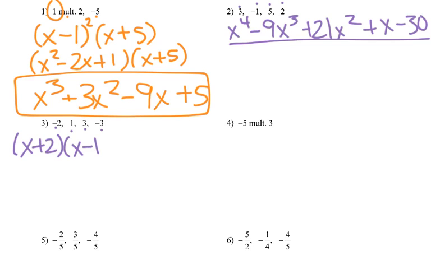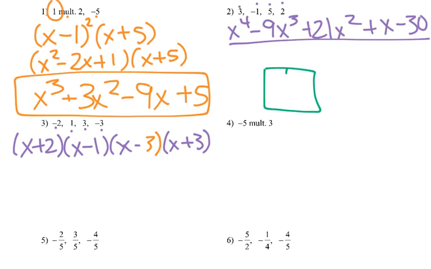Okay, so we've got some factors here for number 3, so we'd go x plus 2 times x minus 1 times x minus 3 times x plus 3. Okay, so then we just multiply them together.